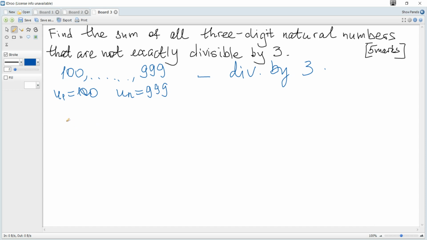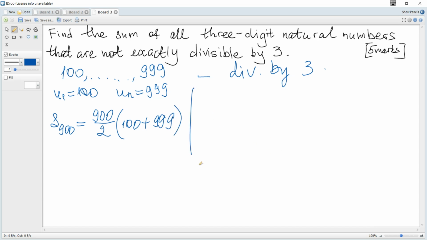So the sum of 900 terms is equal to 900 over 2 times u1 plus un, so it's 100 plus 999. And now let's consider the sum of numbers which are divisible by 3.